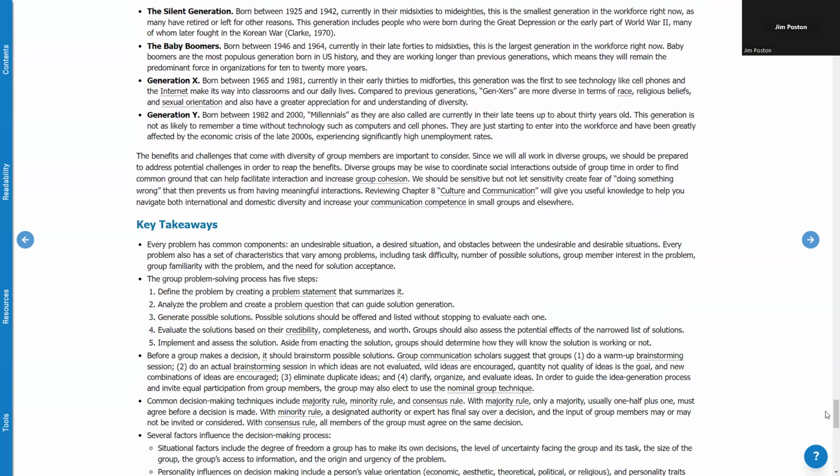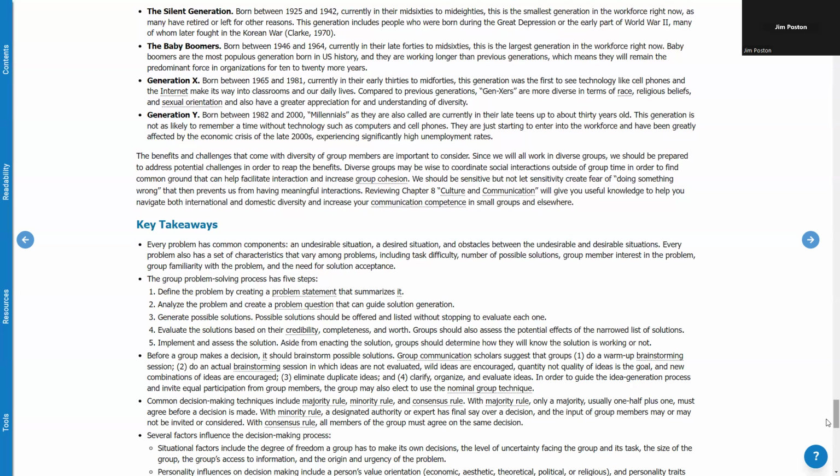The benefits and challenges that come with diversity of group members are important to consider. Since we will all work in diverse groups, we should be prepared to address potential challenges in order to reap the benefits. Diverse groups may be wise to coordinate a social interaction outside of group time in order to find common ground that can then help facilitate interaction and increase group cohesion. We should be sensitive, but not let sensitivity create fear of doing something wrong, that then prevents us from having meaningful interactions.